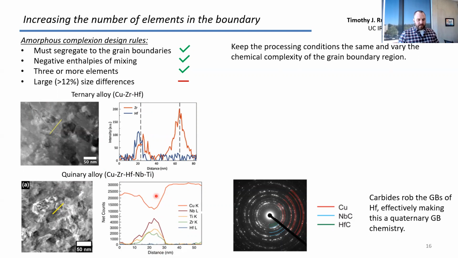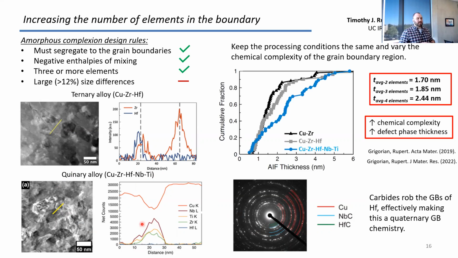Now, part of the reason I'm showing this data is that although we hypothesized that these 4 elements would go to the boundary, it turns out that only 3 of them did. So the boundary has some residual copper. It also has niobium, titanium, and zirconium. In this alloy, those other elements covered up the grain boundary sites, and the hafnium actually formed carbides elsewhere in the microstructure. Okay, so I just want to point out that this one actually has, in the grain boundary region, 4 elements.